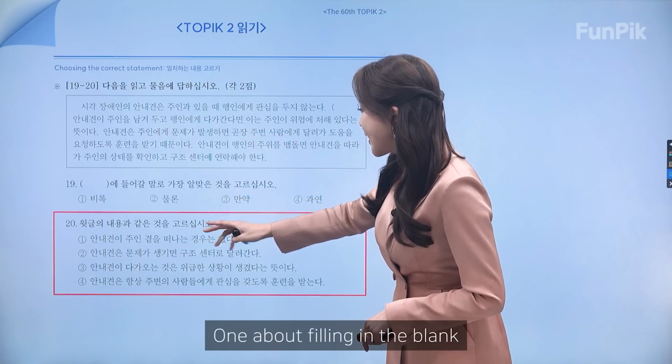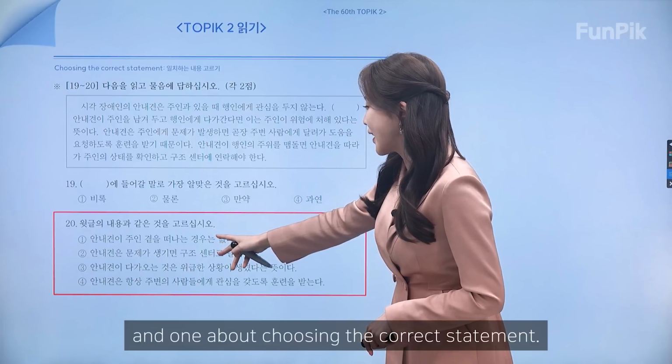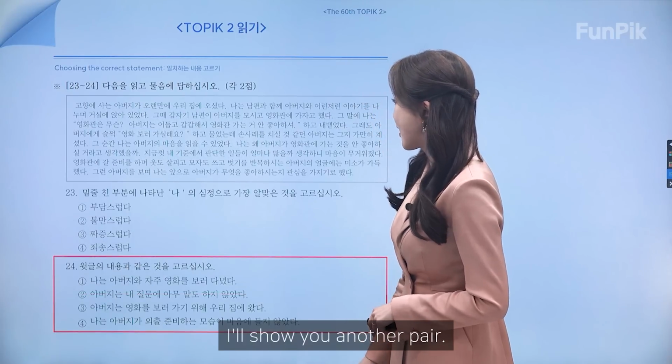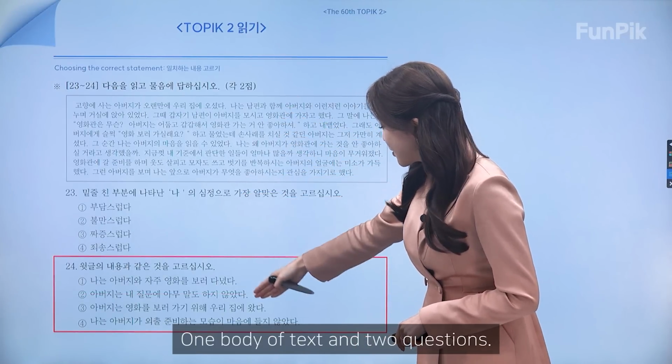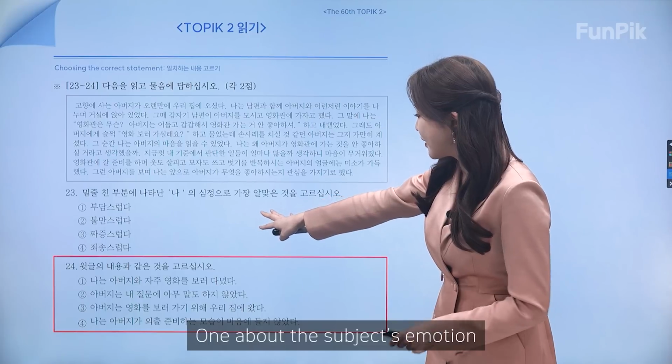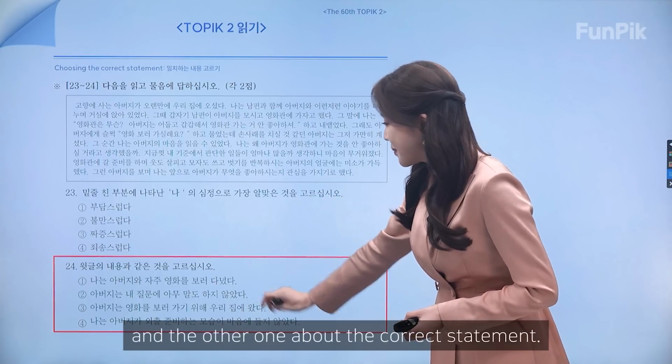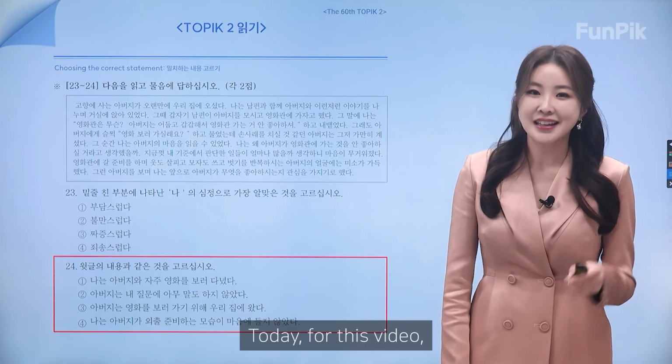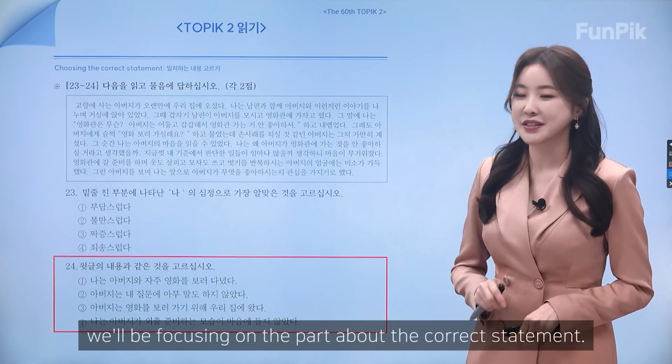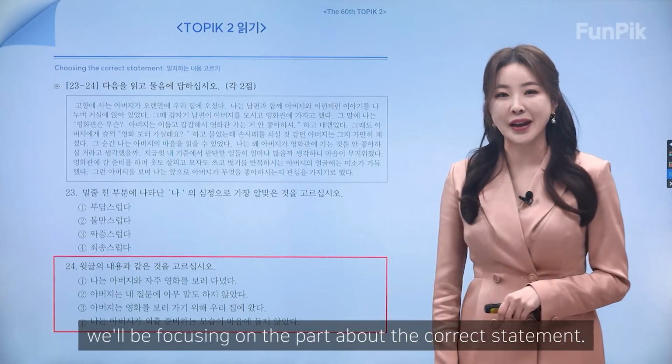One about filling in the blank and one about choosing the correct statement. I'll show another pair. One body of text and 2 questions. One about the subject's emotion and the other one about the correct statement. Today, for this video, we'll be focusing on the part about the correct statement.